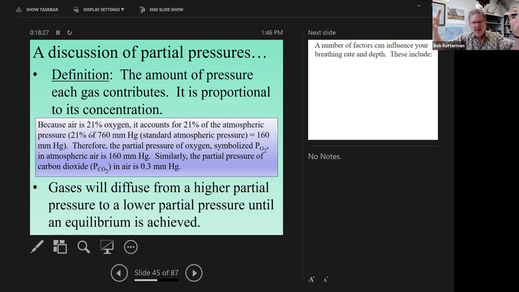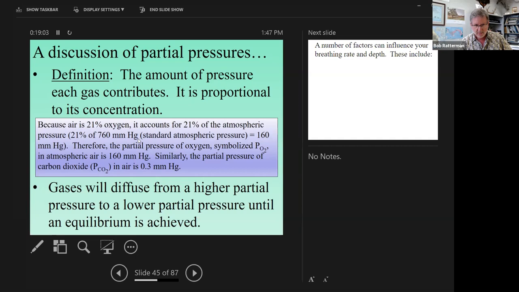So if we wanted to calculate the partial pressure of oxygen gas in the air we're breathing, we would have to multiply that 21% by what's called the standard atmospheric pressure. Now, again, this gets into some physics, but standard atmospheric pressure is generally thought of as 760 millimeters of mercury.